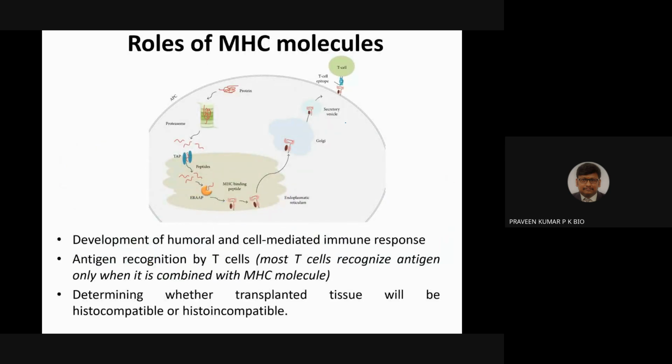Now, the roles of MHC molecules. You have a lot of pathways. For MHC1 we have one pathway, and for MHC2 we have a different pathway. Using these pathways, if a cancer antigen comes inside the cell, it is degraded through the proteasome. The peptides from the cancer cells go inside and bind with the MHC proteins, and these are transported to the Golgi and secretory vesicles and finally to the surface.